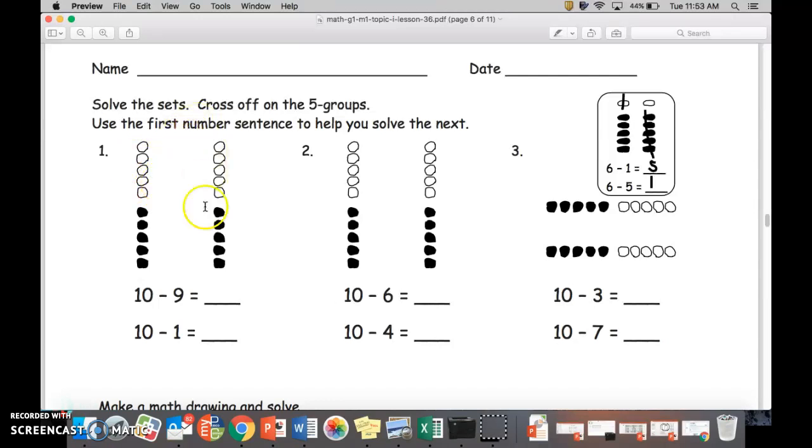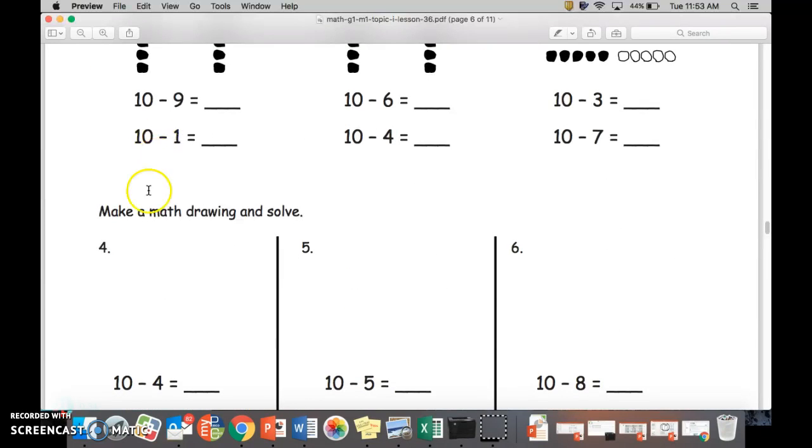So here's the sets. Here's your 5 groups. So 10 minus 9. You're going to use this to help you solve 10 minus 1. You can do it for number 2 and number 3. You're going to solve this first problem and then use that to help you. You're going to make sure you cross off all the 5 groups, okay?